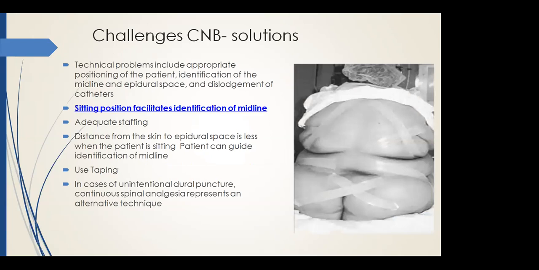There are many challenges encountered during spinal or CSE, and these can be reduced by proper positioning. Sitting position is recommended in all obese parturients as compared to lateral. Adequate staffing should be there to support the patient and give optimum position. Sitting position facilitates identification of midline, and the distance from skin to epidural space is less in sitting. And excess fat, if at all it is coming in the way, can be taped like this in patients.